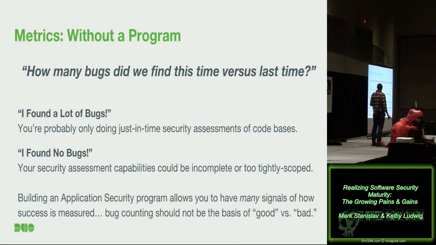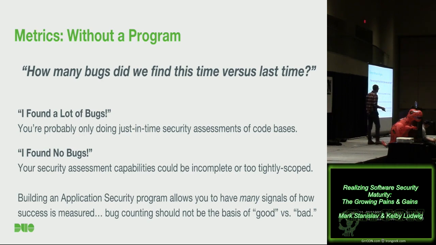So another key aspect of an AppSec program that we highlighted earlier is metrics. A very common first-pass metric, which may serve as the foundation of a program for low security maturity organizations, is bug counting. I used to be a consultant, so I used to hear this all the time. You know, how many bugs did we find this time versus last time? That's a common measure for success of many organizations for their application security program.